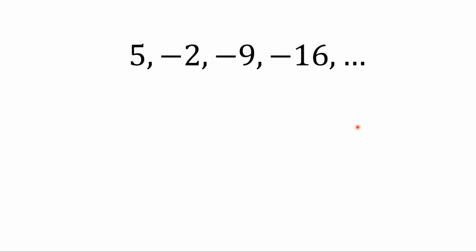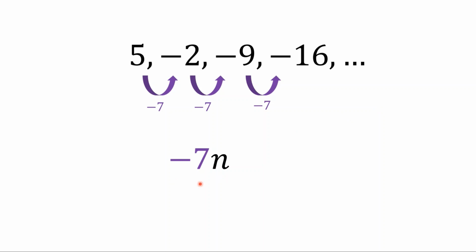Another example. Oh, here's an interesting one. This time we're going down in 7. So we started at 5, we went down 7 to get to negative 2, then we went down 7 to get to negative 9, then we went down 7 to get to negative 16. So this tells me that negative 7n is going to be my coefficient of n. It's going to be my common difference. You might prefer to think of this as plus negative 7 because that's exactly the same as take away 7, but whichever way works for you.